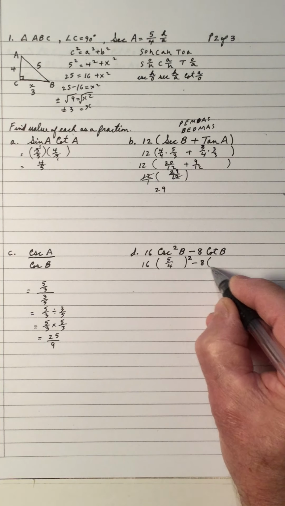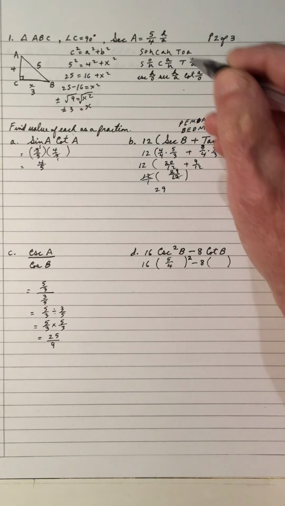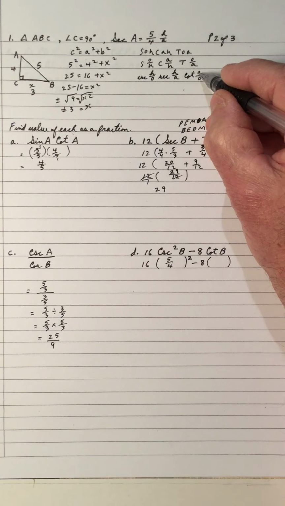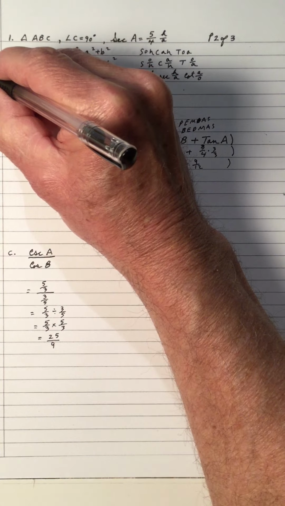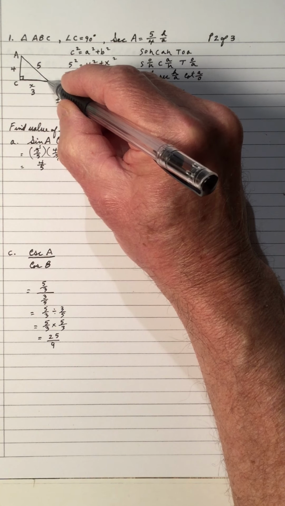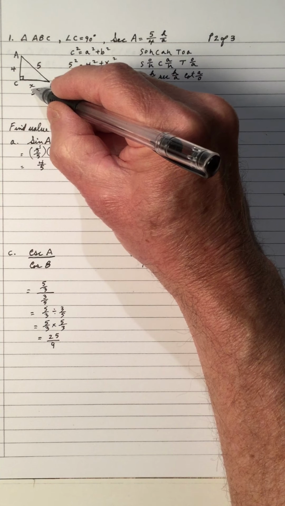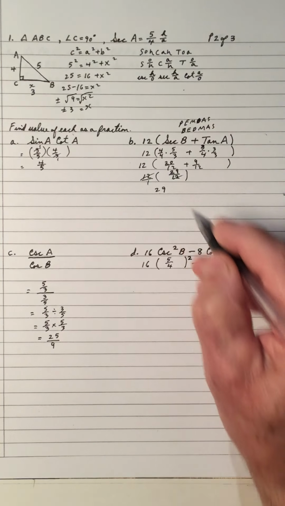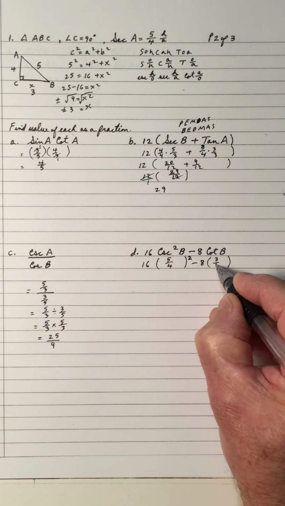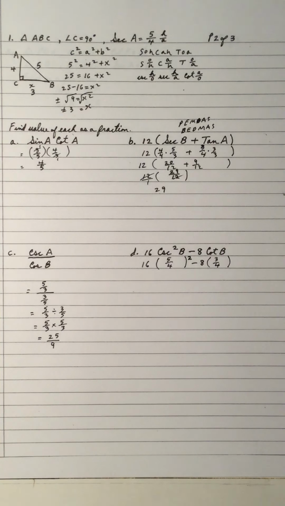Subtract 8, and we do the cot of angle B. The cot of B is adjacent over opposite. Angle B, right here, is adjacent over opposite. Adjacent is 3 over opposite is 4. So I have the trig ratios filled in with the values.